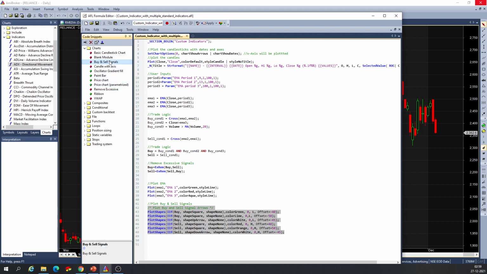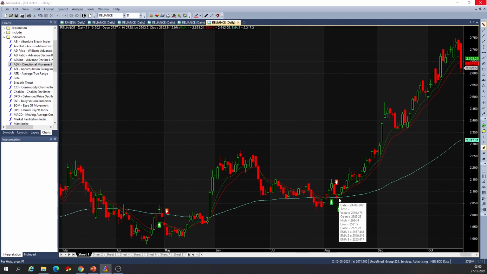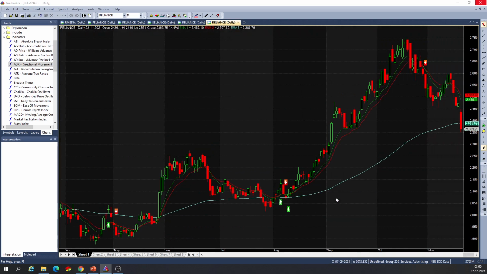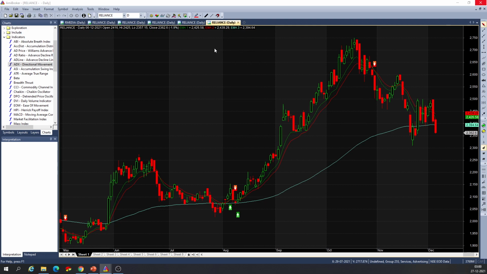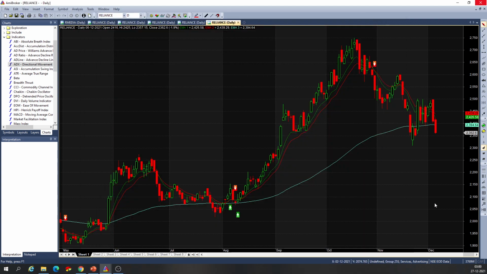So buy and sell signals are also plotted. So now we will just check the AFL code. There are no errors, and we'll say apply. The moment we say apply, we have done the logic. Now the only thing that remains here is that we are using volume, but we are not plotting it here because it will be on a different pane.